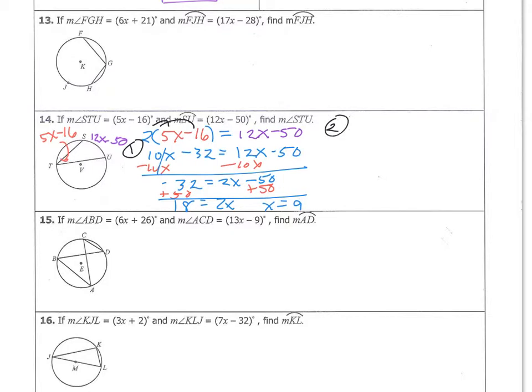Then step 2, we're going to take the measure of angle STU, which is equal to 5x minus 16. And we're going to plug in what we know. So we're going to plug in the value of 9. 9 times 5 is 45, minus 16. So what is the measure of angle STU? 29 degrees.